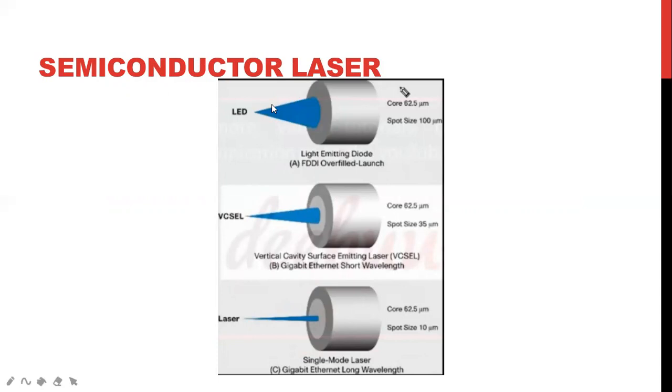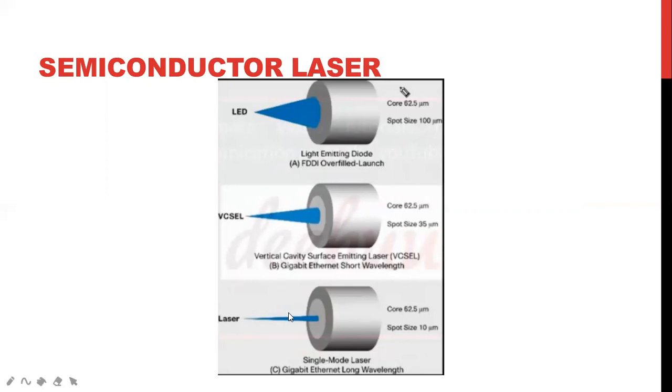In the case of multi-mode fiber, the core size is 62.5 or 50 micrometers. So as you can see, the spot size of LED is around 100 micrometer, it is practically very difficult to couple the whole light to a single mode fiber when the source is LED, and therefore we use LED always with multi-mode fibers for short distance communication.